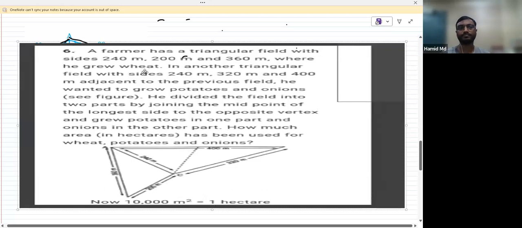It's good? Yes, sir, it's good. Will it work? Yes. Oh, this side is not visible. I think this. No, I can understand, sir. I can understand it. Okay.